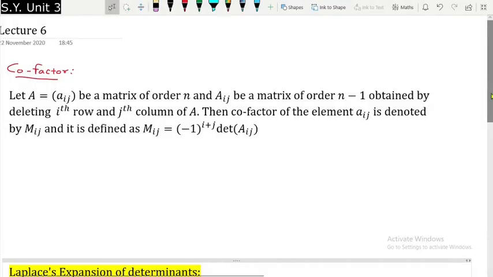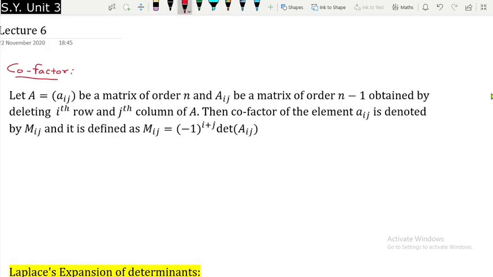Hello my dear students, today we are going to go for the next concept, that is cofactor, which you already studied in 12th standard, but still we have it in our syllabus this year as well.